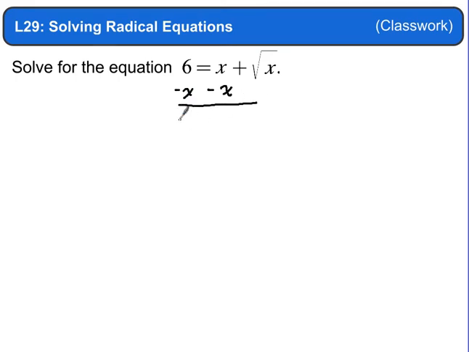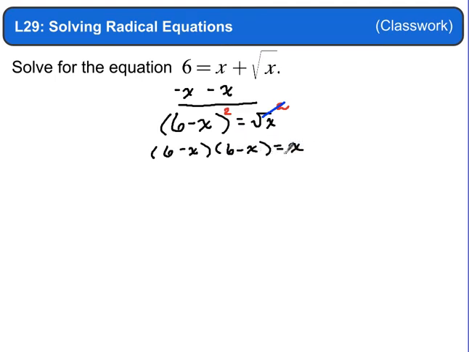And so when we do that, we now have 6 minus x on the left, and we have a square root of x on the right. So by doing that, we are now going to square both sides. That's going to allow this square to cancel that square root. And essentially on this side, we now have 6 minus x times 6 minus x. And then we have an x on the right.